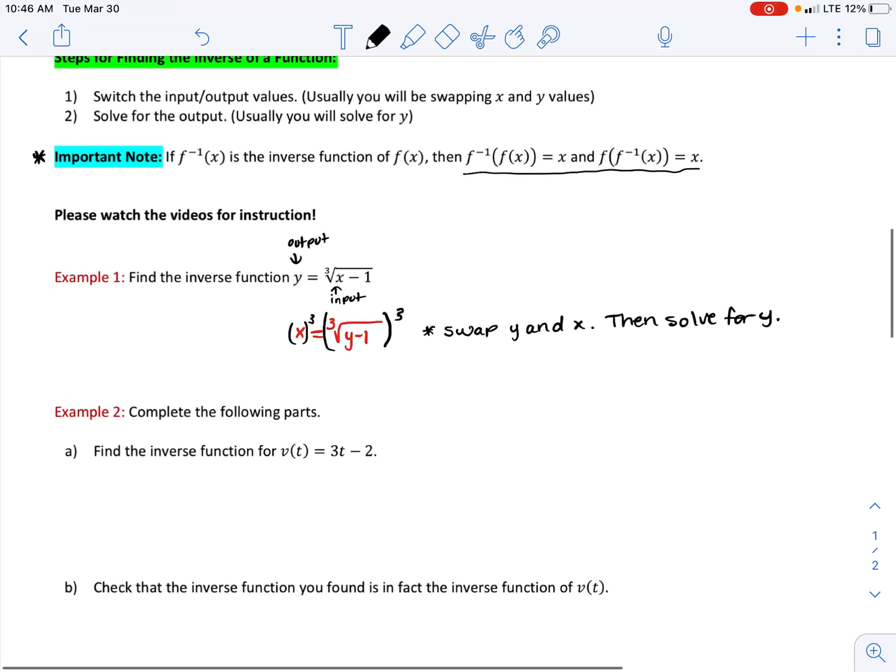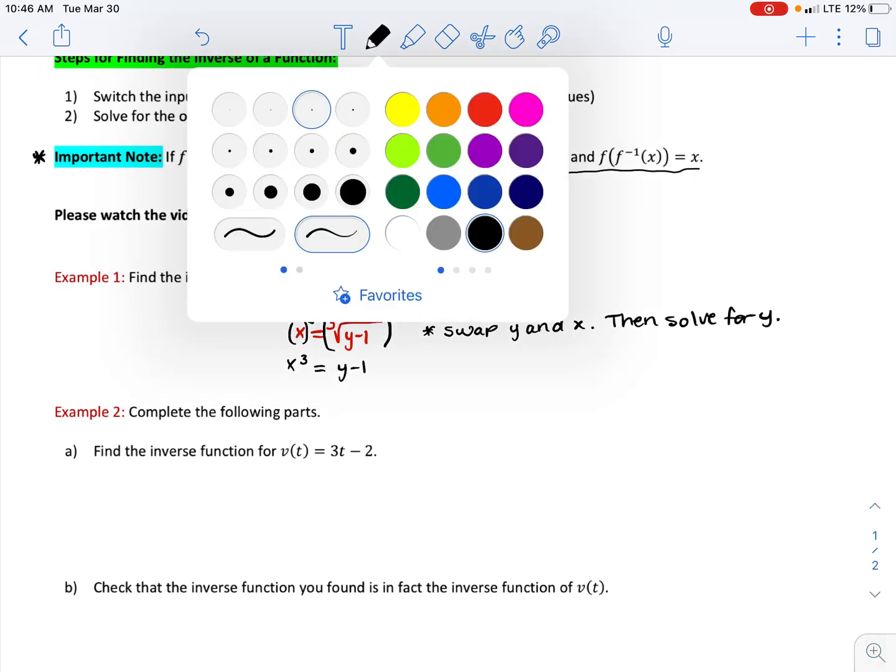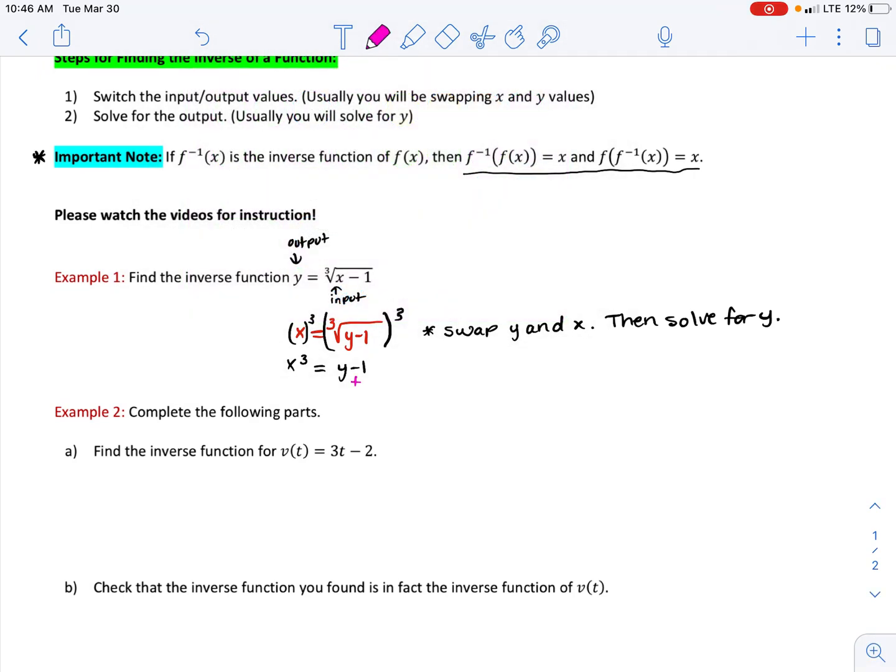Okay, so then from here I get that x cubed is equal to y minus 1, and now to solve for y, I'm just going to add 1 to both sides. And so what I'm left with is x cubed plus 1 is equal to y. That's what you should get as your inverse function.